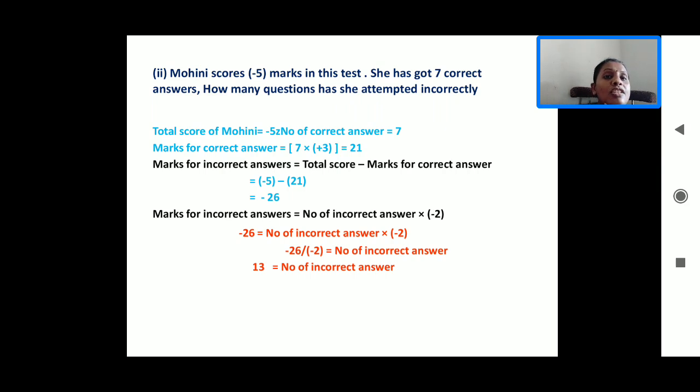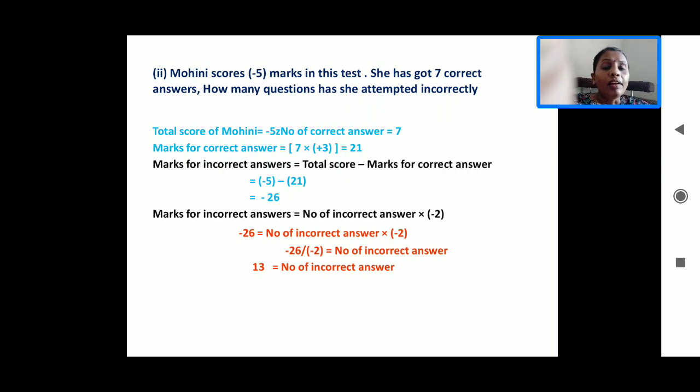So the total score of Mohini is equal to minus 5. The number of correct answers is equal to 7. Marks for correct answers is equal to 7 into plus 3, which is 21. So marks for incorrect answers is equal to total score minus marks for correct answers. So minus 5 minus 21 is equal to minus 26. So marks for incorrect answers is equal to minus 26.